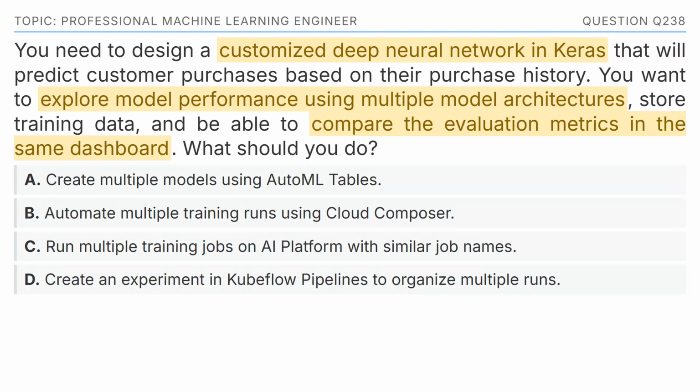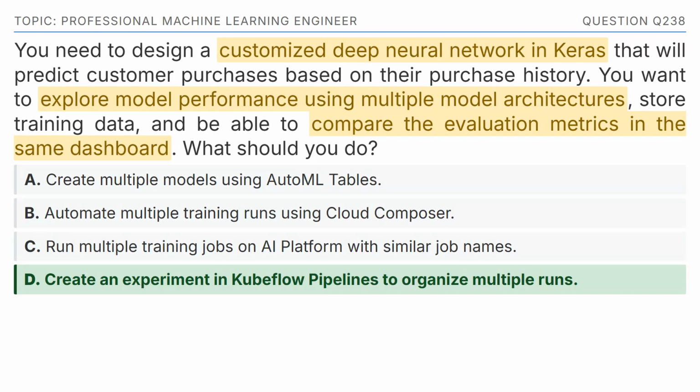To arrive at the correct answer, we focus on the keywords: customize deep neural network in Keras, explore model performance using multiple model architectures, compare the evaluation metrics in the same dashboard. The correct answer is option D, create an experiment in Kubeflow pipelines to organize multiple runs.